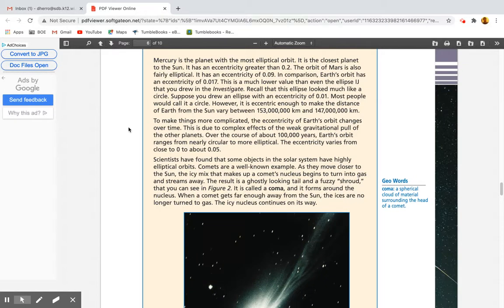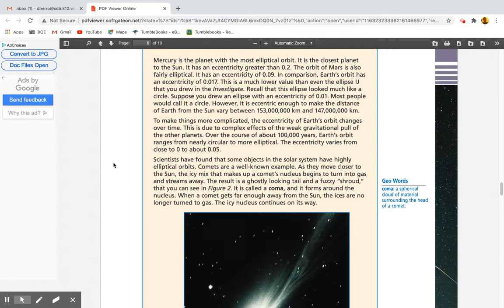This is due to complex effects of the weak gravitational pull of the other planets. Over the course of about 100,000 years, Earth's orbit ranges from nearly circular to more elliptical. The eccentricity varies from close to zero to about 0.05. Scientists have found that some objects in the solar system have highly elliptical orbits. Comets are a well-known example.